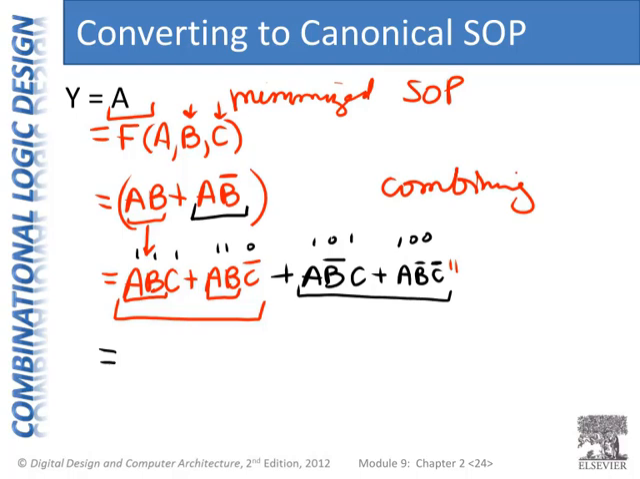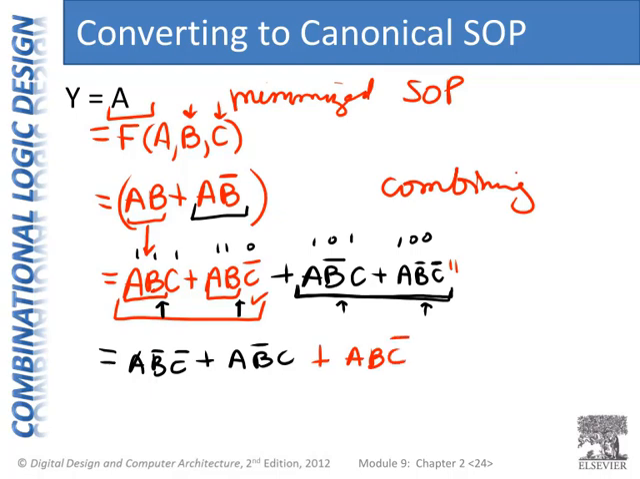So this would be minterm 4, minterm 5, minterm 6, and minterm 7. So I'll write it as A and B bar and C bar, or A and B bar and C. Now I've taken care of these two terms, using commutativity to move these around. Or this next term, A and B and C bar, or the last term, minterm 7, A and B and C.